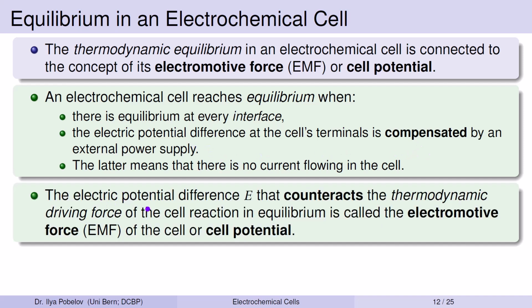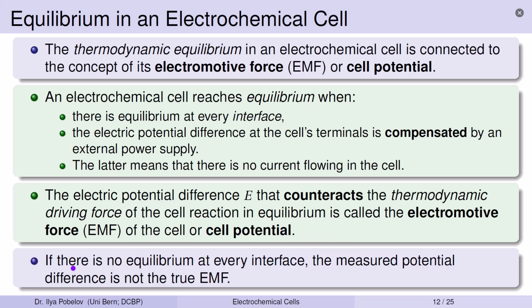This electric potential difference, E, that counteracts the thermodynamic driving force of the cell reaction in equilibrium, is called the electromotive force, EMF, of the cell or cell potential. If there is no equilibrium at every interface, the measured potential difference is not the true EMF.